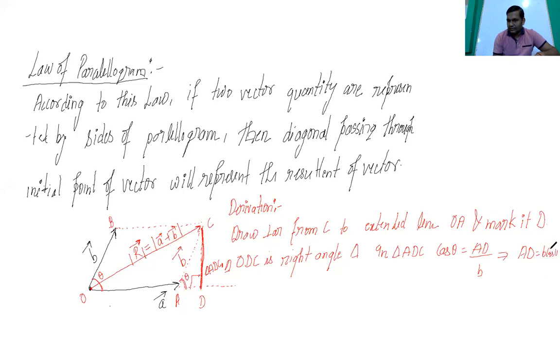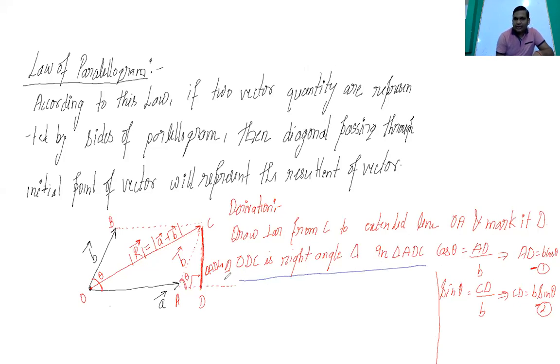In this triangle, consider sine theta. This will be your perpendicular, that is your CD, and the hypotenuse will once again be B. So CD will become B sine theta. Got my points? Mark it equation 1 and this equation 2. I'm just changing the color of the pen so that you can understand which one, otherwise you people get confused about where I started.